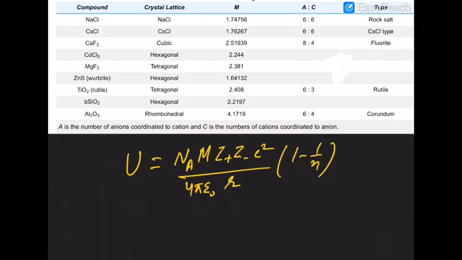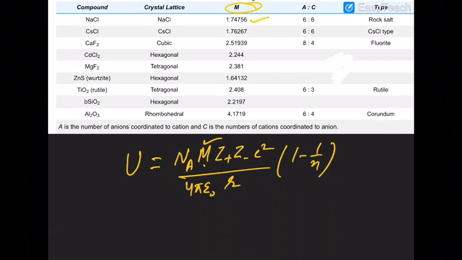Now here also the value of Madelung constant M is given to you. These are the various values of M given to you. M is the value of the Madelung constant. The Madelung constant will depend upon the type of crystal possessed by the compound. Most of the cases in your course will be NaCl, CsCl type and hexagonal type only. Others will come into account.